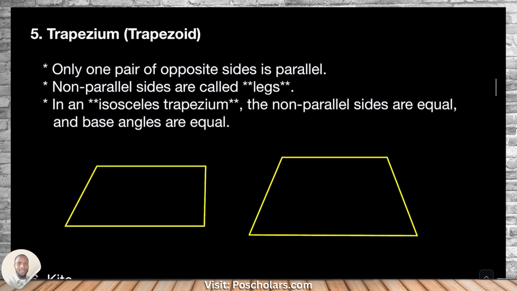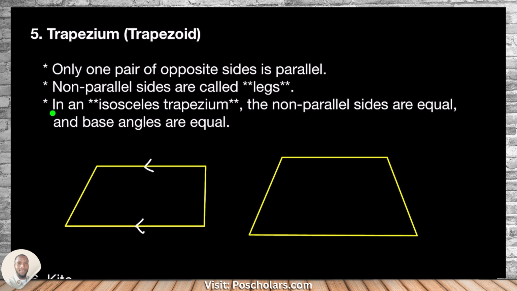Next, trapezium. This is a typical example of a trapezium. The first property says only one pair of opposite sides is parallel. Let's establish that this side is parallel to this side, but take note, this side is not parallel to this side, right? Non-parallel sides are called legs. These sides that are not parallel are called legs, right?